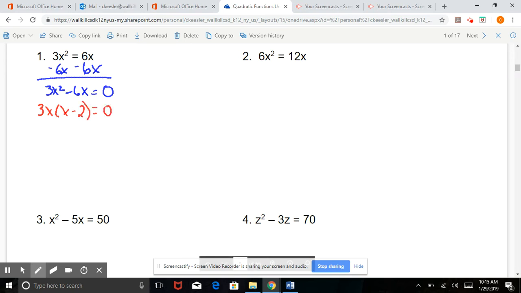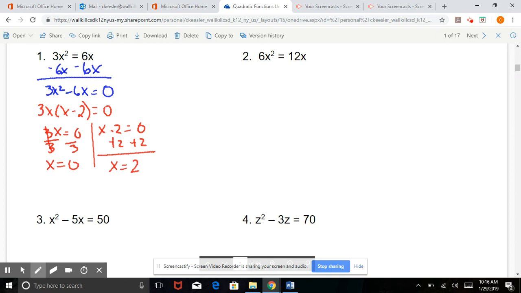So I still have 2 factors that I can set equal to 0. 3x can equal 0, or x minus 2 can equal 0. I'm going to solve each of those. Divide by 3, and x equals 0. Add 2, and x can be equal to 2. So 0 and 2 are my 2 solutions.